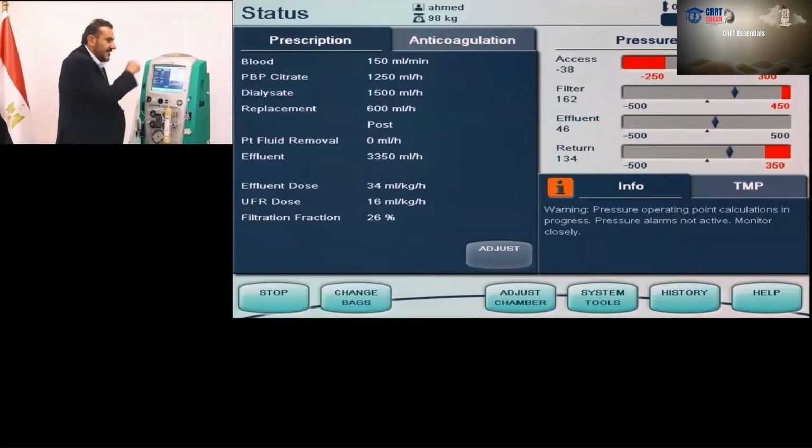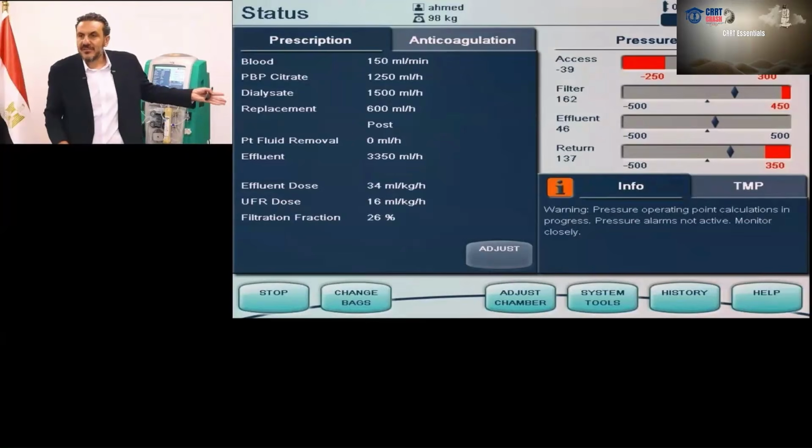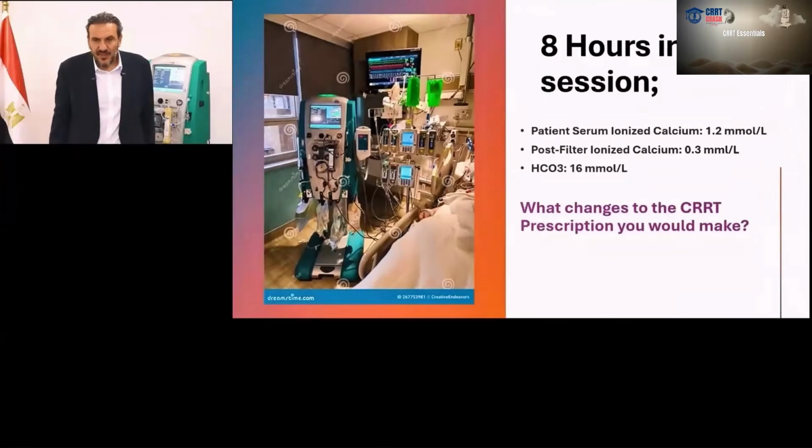You go back, and you do the same with the calcium. In this case, decrease from 100% down to 90%. So this is how simple it is to adjust the dose. It took 1 second on the machine. Now we can continue the treatment.